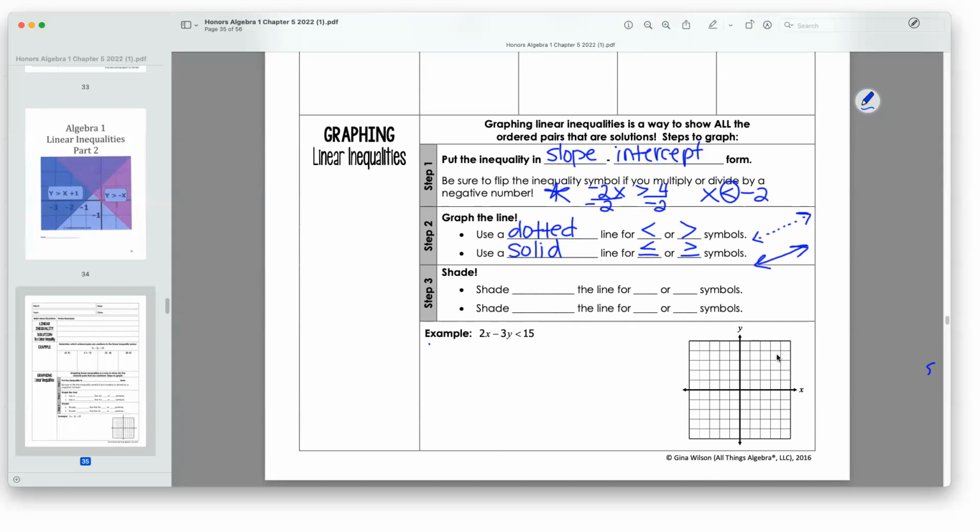All right, and then when you're shading, you shade above the line for greater than or greater than or equal to symbols, and shade below the line for less than or less than or equal to symbols.